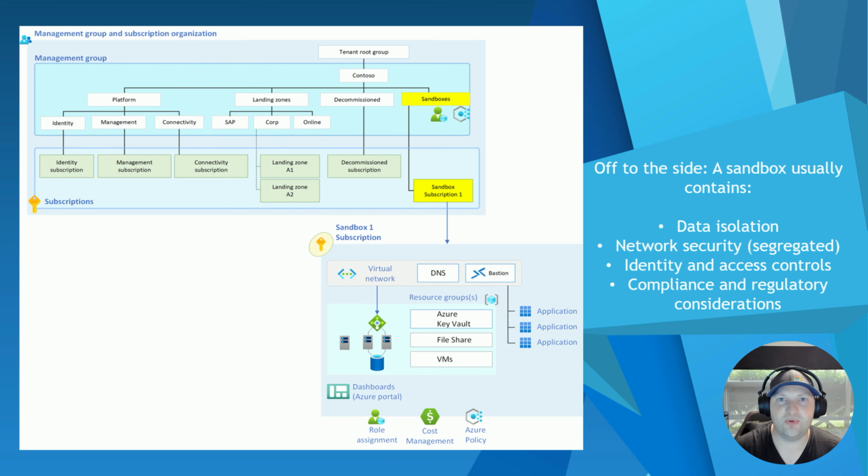So an example is you don't want someone in your sandbox environment to connect or peer a virtual network that they've just created to your production environment and then have on-prem access. Identity and access controls can be a bit different, but you still need to consider compliance and regulatory considerations when it comes to your sandbox.